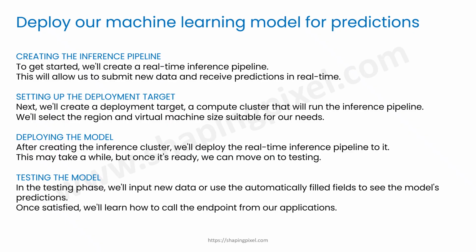Deploy our machine learning model for predictions. So to get started, we'll create a real-time inference pipeline. This will allow us to submit new data and receive predictions in real time. Next, we will create a deployment target, a compute cluster that will run the inference pipeline. We will select the region and virtual machine size suitable for our needs. After creating the inference cluster, we will deploy the real-time inference pipeline to it. This may take a while, but once it's ready, we can move on to testing.